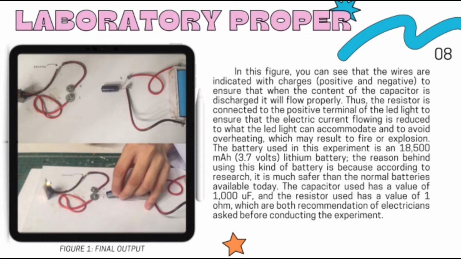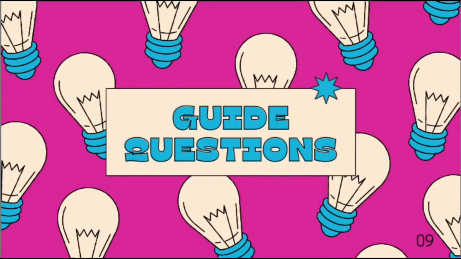The battery used in the experiment is an 18,500 milliampere-hour, 3.7 volt lithium battery. The reason behind using this kind of battery is because, according to research, it is much safer than the normal batteries available today. The capacitor used has a value of 1000 microfarad and the resistor used has a value of 1 ohm, which are both recommendations of electricians before conducting the experiment.